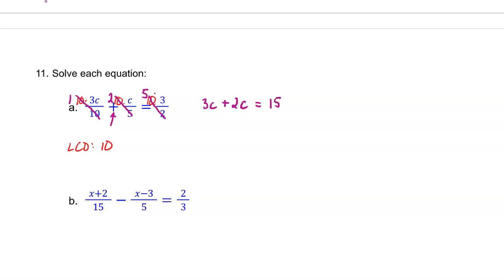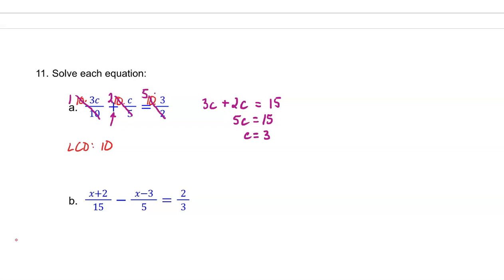We've created a new equation. It's equivalent to the original one, but it doesn't have any fractions. Now we can solve. 5c is equal to 15, so c is equal to 3. Next example. We're supposed to solve the equation for x.